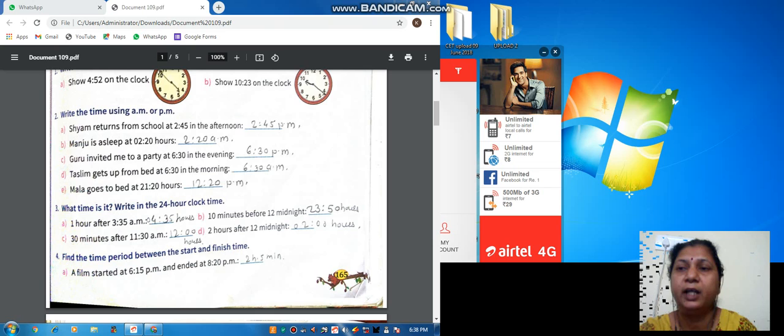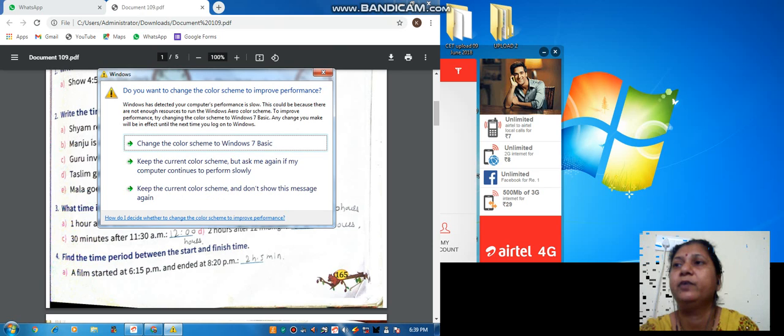3:35 AM. That means we have to add here 1 hour. So it is 4:35. But it is in the morning now, so we have to write only 4:35 hours. If it is in the afternoon, then and only then we will add the 12.